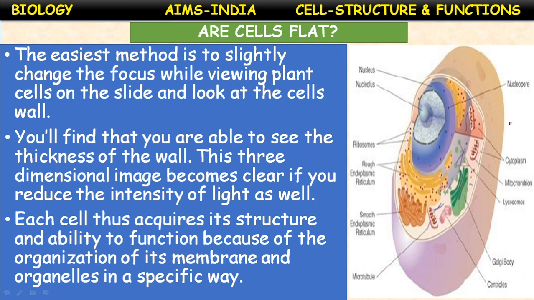If you see the animal cell here, the different organelles present in the animal cell are ribosomes, rough endoplasmic reticulum, smooth endoplasmic reticulum, microtubules, Golgi body, centrioles, lysosomes, mitochondria, the cytoplasm, the nucleus, nucleolus, nuclear pore. So all these are the structures. Every cell is made up of its own cellular organization, meaning different cell organelles, and performs specific functions.